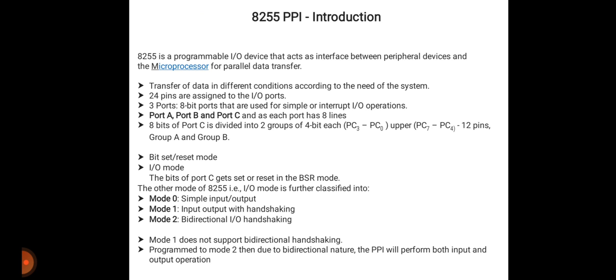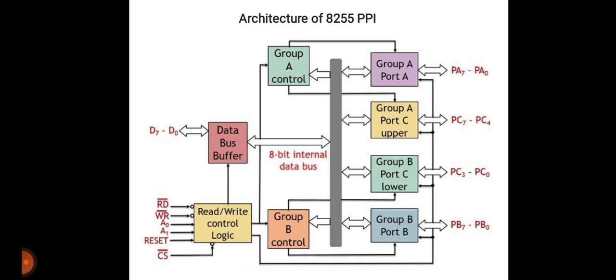So this is the introduction of 8255 PPI. Next we will see the architecture of 8255 PPI. This figure shows the architecture of 8255 PPI, in which there are groups, that is group A, group B, group C, and group A control and group B control.